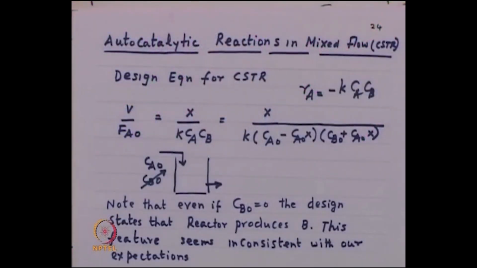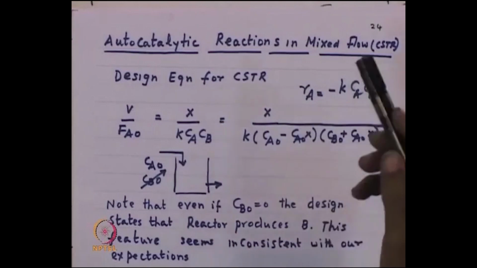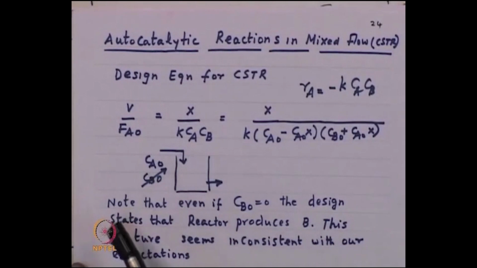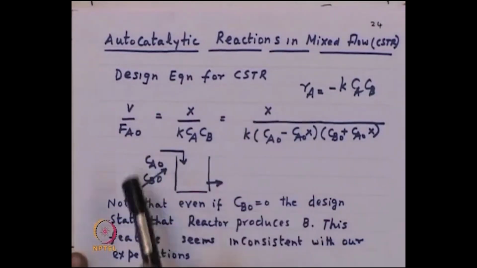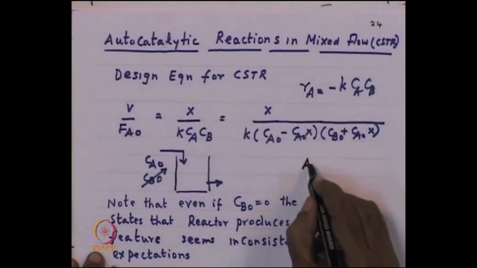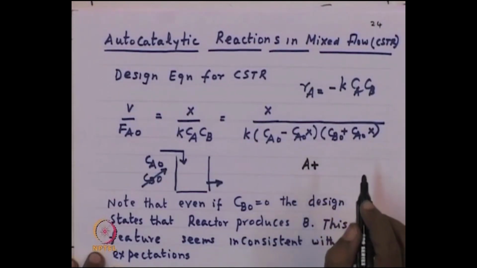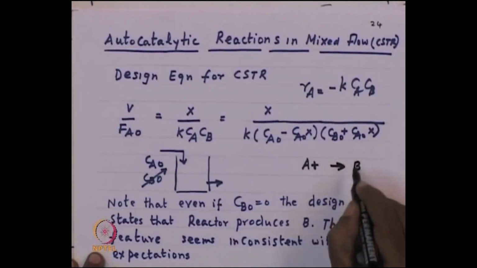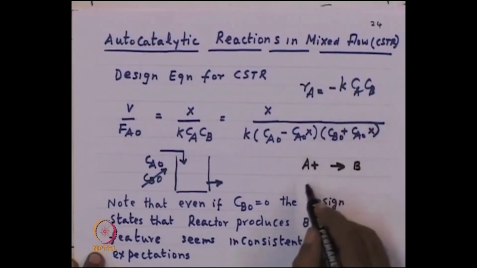An example that is of importance to us is the use of autocatalytic reactions in mixed flow, because mixed flow is a form in which this context becomes relevant. So, what I have got here is the design equation for a CSTR, where the reaction is occurring, where the rate function is given by CA CB, and the reaction is A giving B, but it is autocatalytic. Therefore, it depends on both A and B.